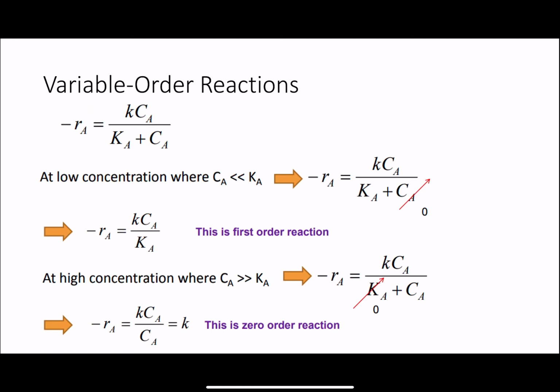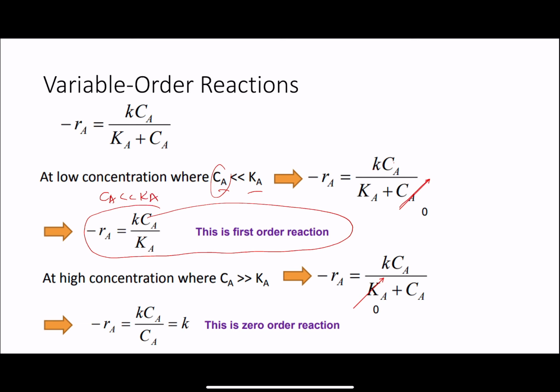So the variable order reactions, if you have minus Ra equals K Ca over Ka plus Ca. If the concentration Ca is much lower than Ka, which means that Ca is very small, you could cancel it. So it's going to be small k, Ca over Ka, and that is almost a first order reaction. So if the concentration Ca is much lower than Ka, it's a first order reaction.